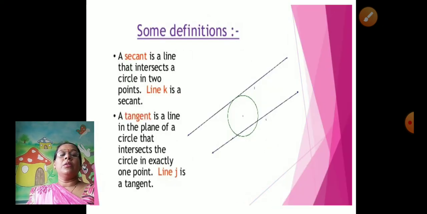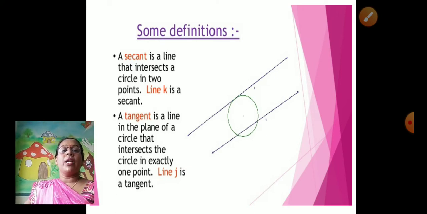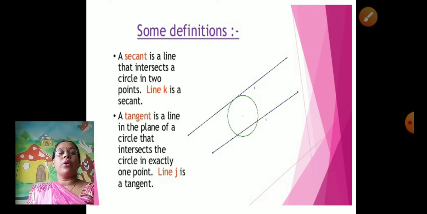Now these are the definitions. A secant is a line that intersects a circle in 2 points. Now see the figure. Line K intersects the circle in 2 points, the lower line, that is called a secant. And the tangent is a line in the plane of a circle that intersects the circle in exactly 1 point, and that line is called a tangent, and that point which is common between the line and the circle is called the point of contact.